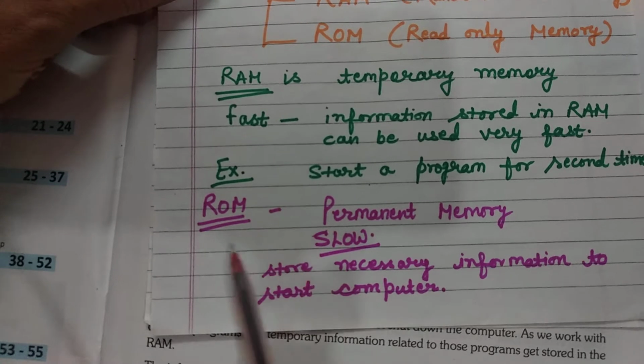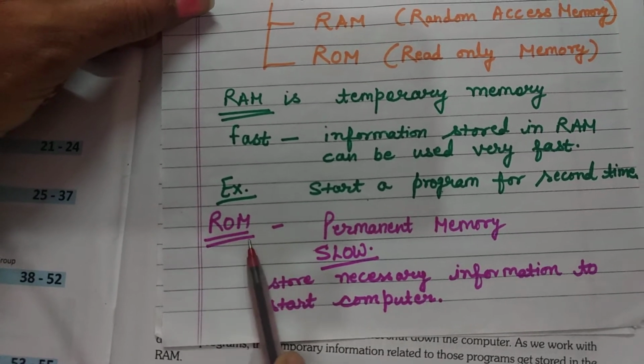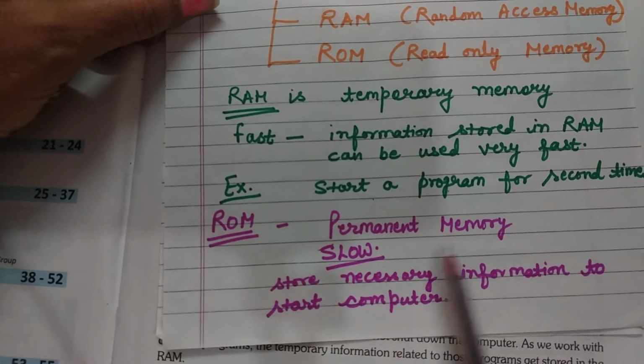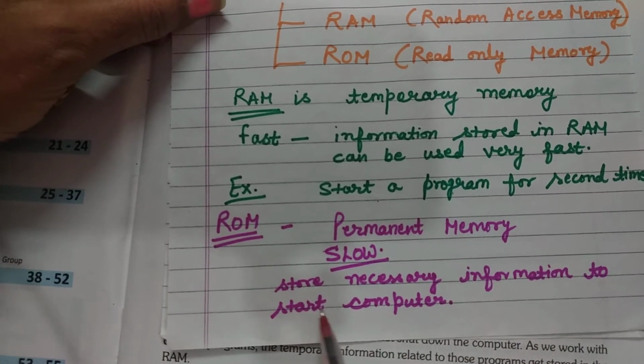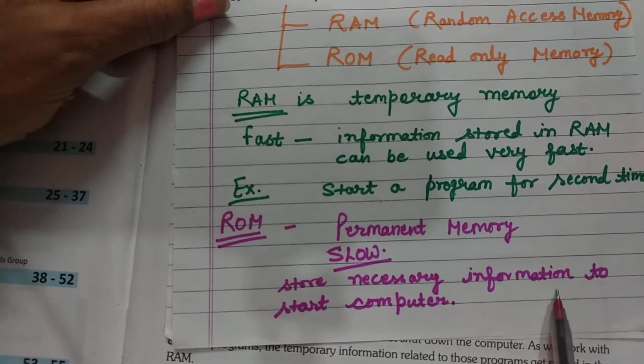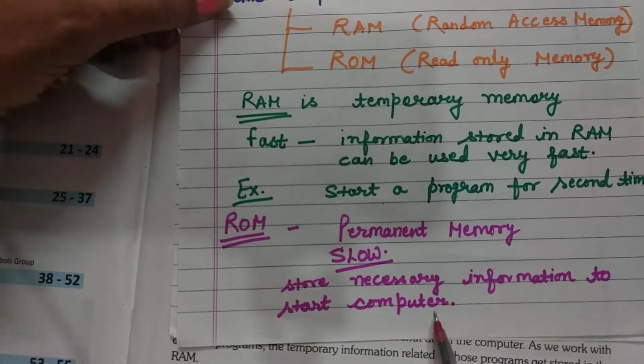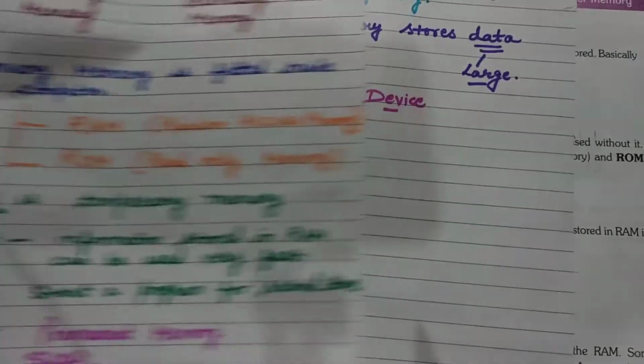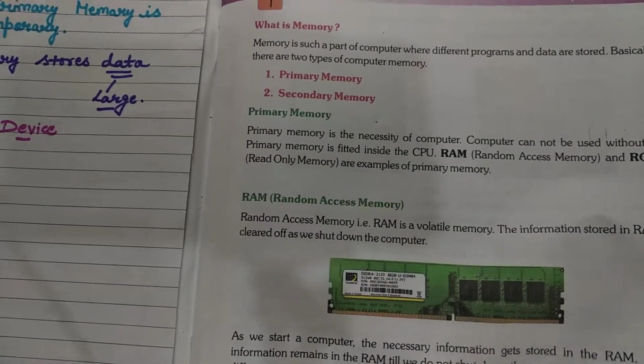ROM means read only memory. It is permanent memory. It is slow as compared to the RAM, as I told you. It stores necessary information to start the computer. All this we did in the last class. Now let us do secondary memory.